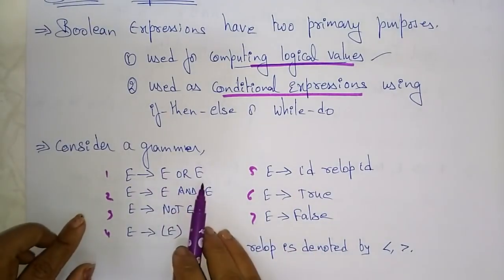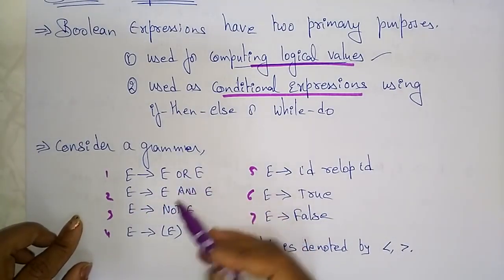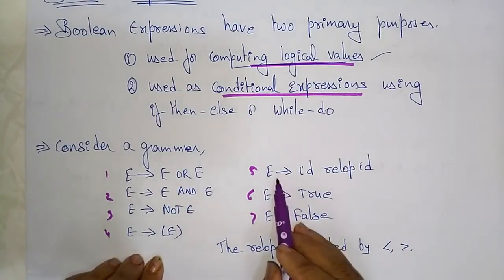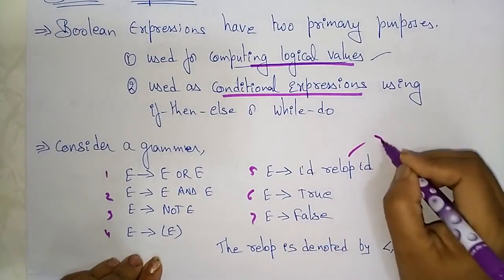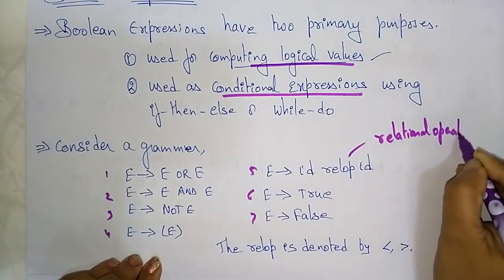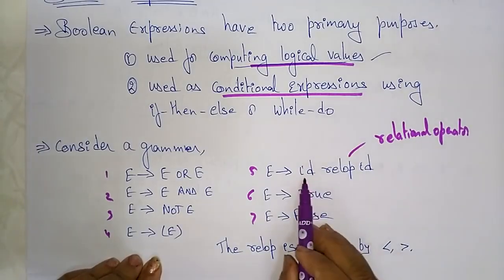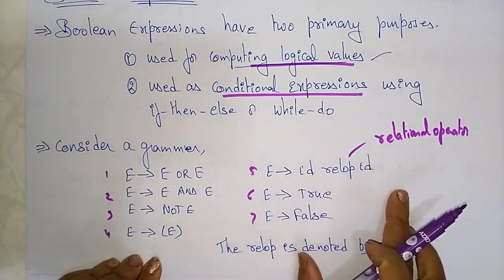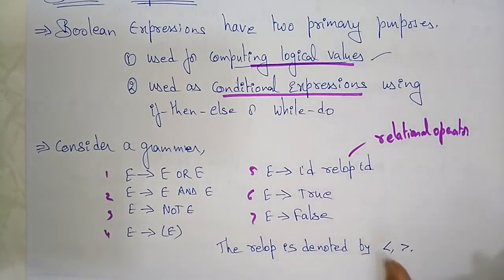So E derives E or E. E derives E and E. These are the Boolean values, logical values. E derives not E. E derives, within the parentheses, E. E derives ID relop. Relop means relational operator. So what are the relational operators? Less than, greater than, greater than or equal to, less than or equal to, like that. So ID is less than ID, ID is greater than ID, like that. So E derives ID relational operator ID. And E derives true, E derives false. So this is the grammar.